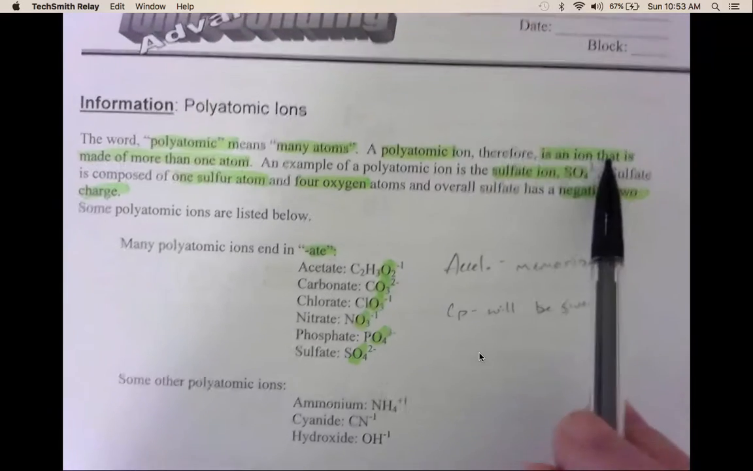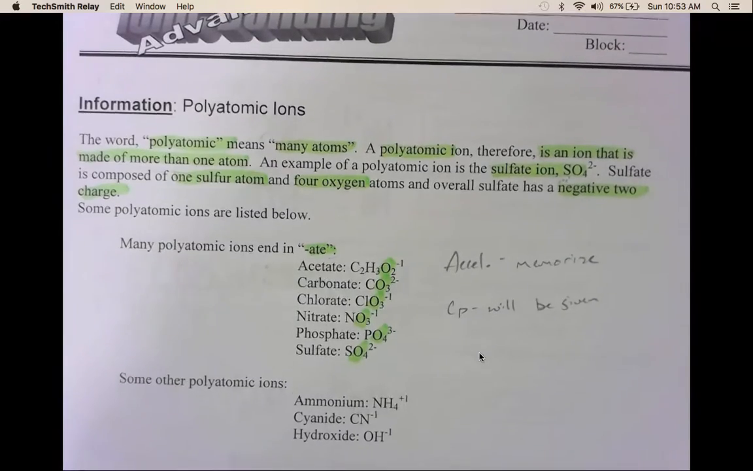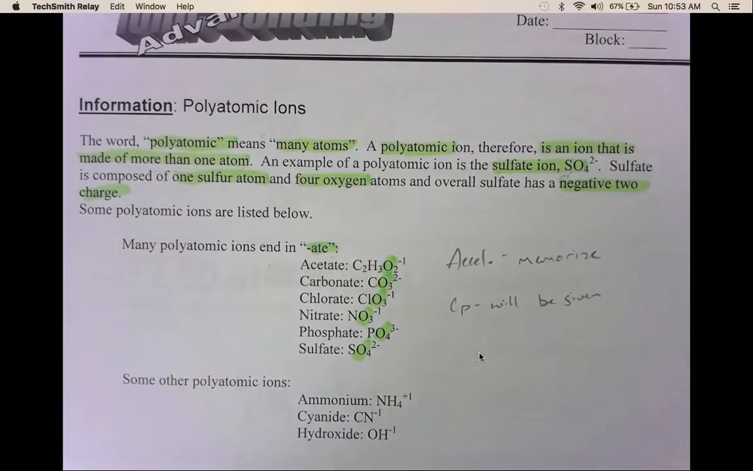However, when it is in this form, it's no longer sulfur and oxygen. It's sulfate. It's its own entity. It's not sulfur and oxygen. It's sulfate. That will be extremely important to understand in some of the later problems when we are using the crisscross method with polyatomic ions.